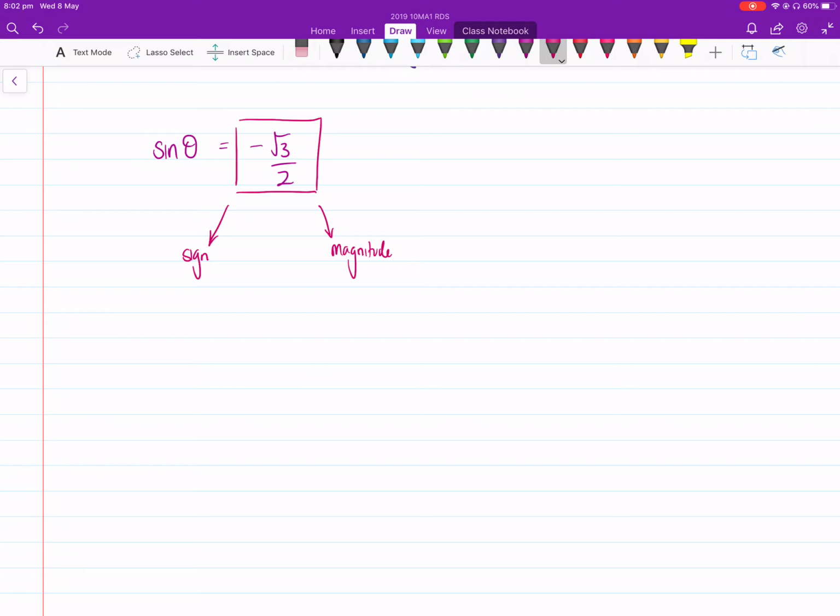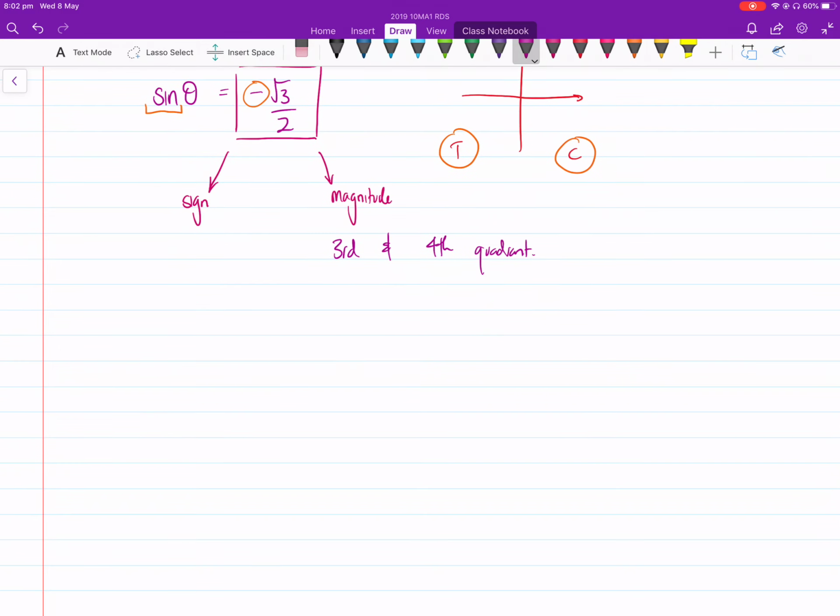Now, in this particular case, we're given a negative ratio. So if we look at our quadrants, all stations to central, it turns out we're in the third and fourth quadrant, because we have sine theta but we end up with a negative ratio. So we must be in the third and fourth quadrant. That's important, right? A little bit different from before, but the same sort of idea. We look at the sign of our ratio, it tells us where we are. Then we look at the magnitude.